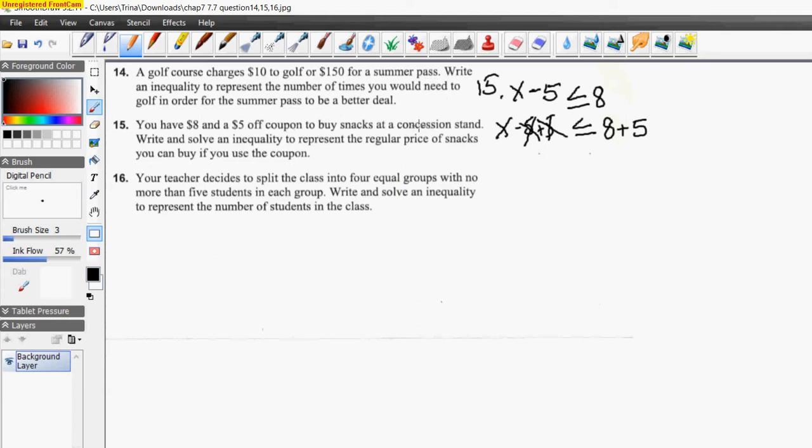What we have remaining is x. Okay, we still have the less than or equal to sign, and we add those two together. You got it. If you said it, that is correct. So x is less than or equal to 13. That's how much money you could spend because you have that $5 off coupon, and you also have the $8 in cash. All right, good job.